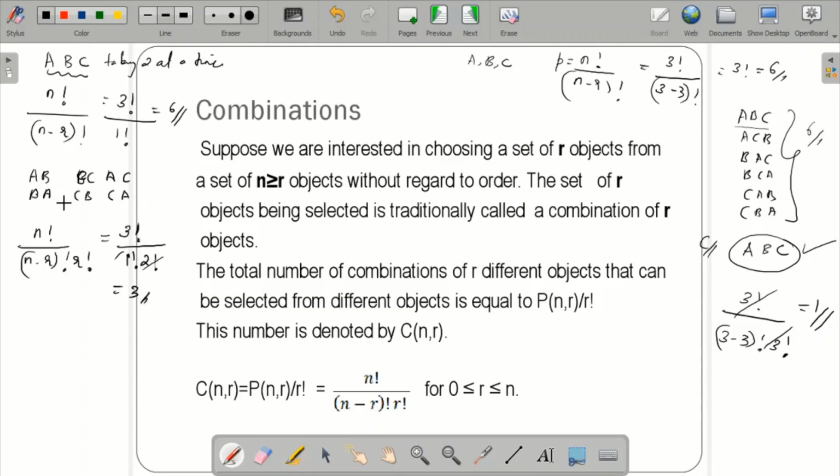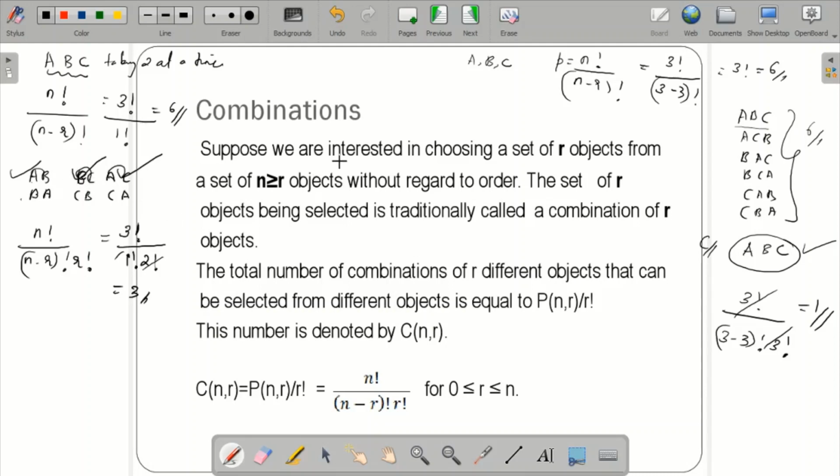Over here, if you see AB and BA, out of these one, AB, is chosen; BC is chosen; AC is chosen. When you take 2 at a time, the choices are AB, BC, AC. All these are nothing but the different selections.